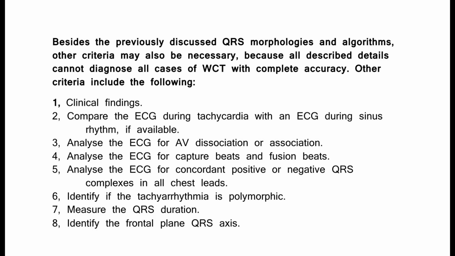1. Clinical findings. 2. Compare the ECG during tachycardia with an ECG during sinus rhythm, if available. 3. Analyze the ECG for AV dissociation or association. 4. Analyze the ECG for capture beats and fusion beats. 5. Analyze the ECG for concordant positive or negative QRS complexes in all chest leads. 6. Identify if the tachyarrhythmia is polymorphic. 7. Measure the QRS duration. 8. Identify the frontal plane QRS axis.